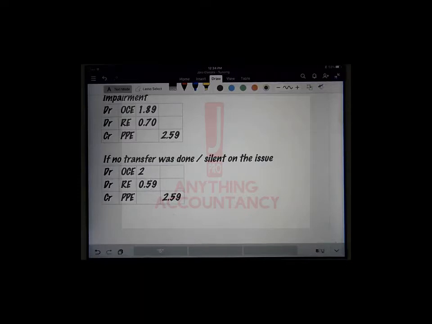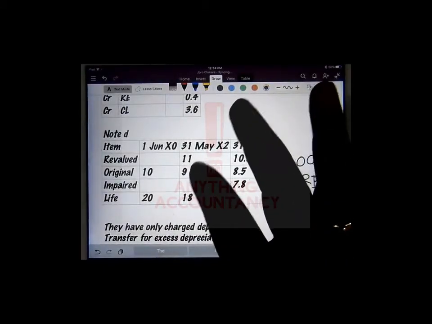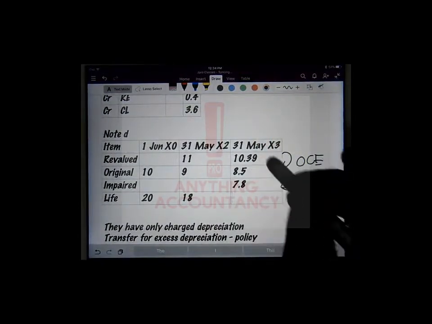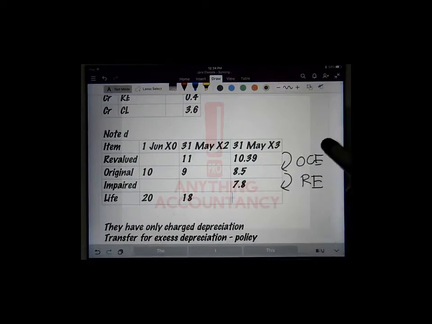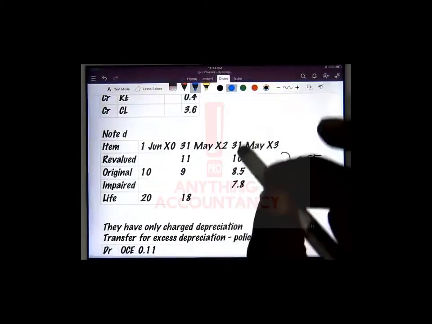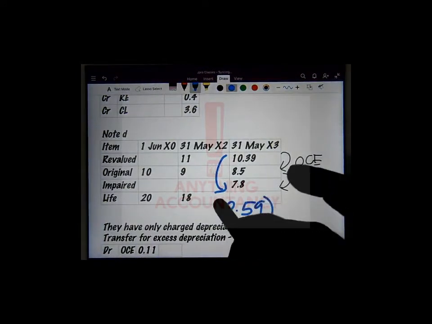How do you get OCE? How do I get OCE? 2.59. Up to. From here to here, how much? Total down is how much? 2.59, is it? Down all the way is 2.59. Yeah. Okay.